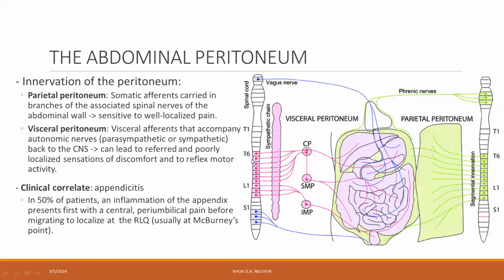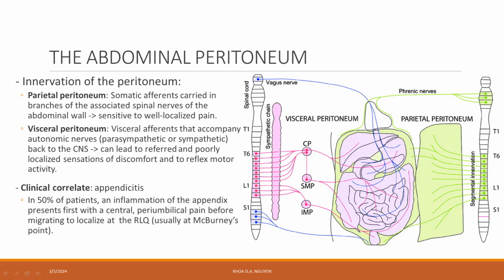All right. Okay, so innervation of the peritoneum. In terms of nervous innervation, what we really want to get to with the peritoneum is the sensory innervation. Okay, so we have a little bit of a difference between the parietal peritoneum and the visceral peritoneum in terms of afferent or sensory innervation. In the parietal peritoneum, you have somatic afferent nerves that are carried in branches of the associated spinal nerves of the abdominal wall.